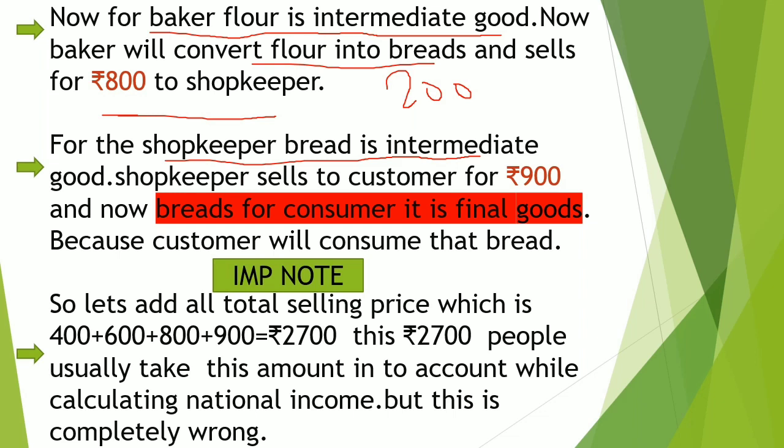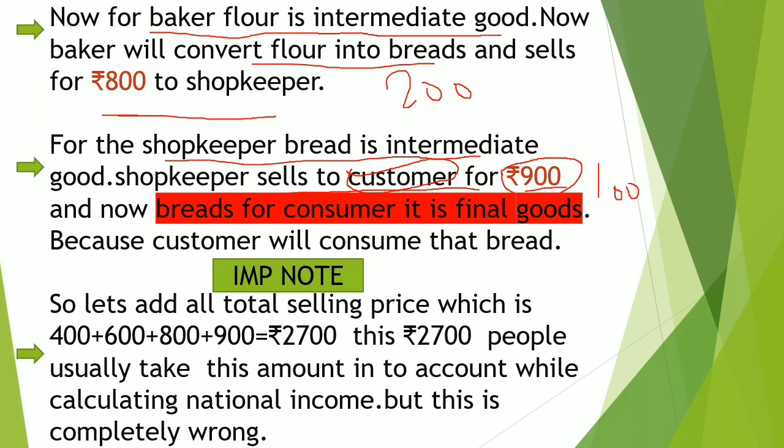Now the shopkeeper will sell that bread to a customer for 900. He's taking that bread for 800 and selling it to a customer for 900, meaning you and me, we are the customer. So here he's taking 100 as a profit. For the shopkeeper, it becomes the final good after selling the bread, and for the customer, after eating it becomes the final consumption.